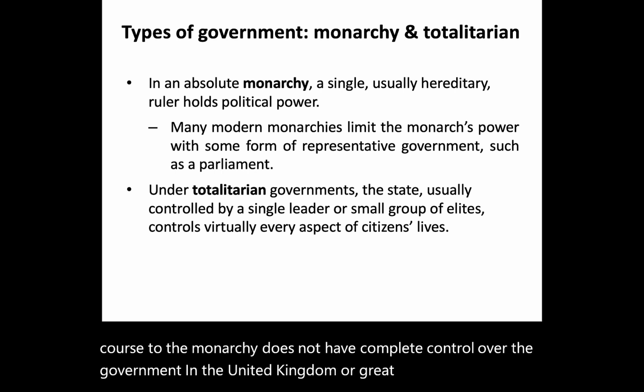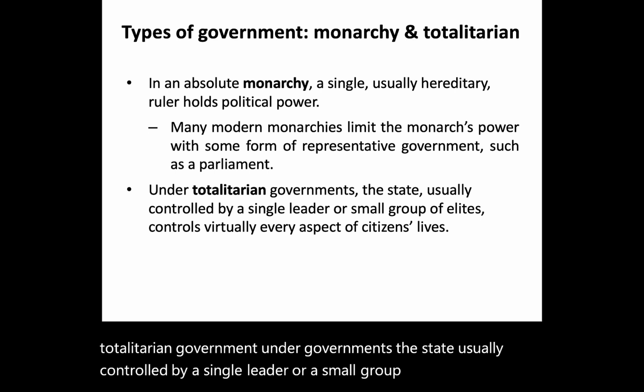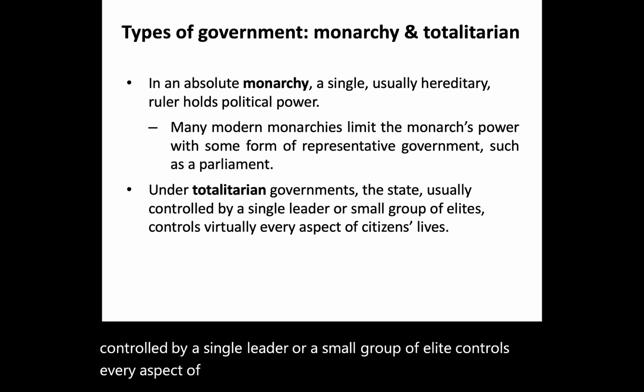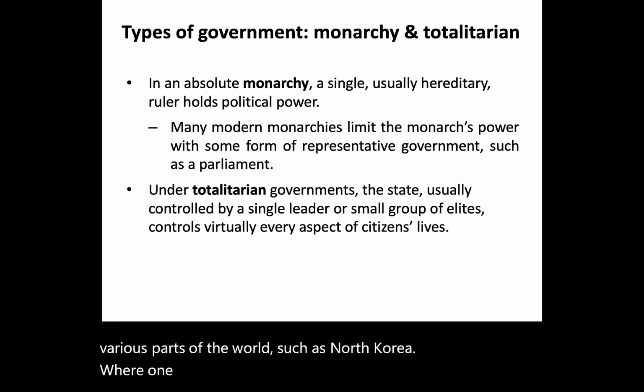Under totalitarian governments, the state, usually controlled by a single leader or a small group of elites, controls every aspect of individuals' lives. We see that in various parts of the world, such as North Korea, where one single individual has complete control of the entire country.